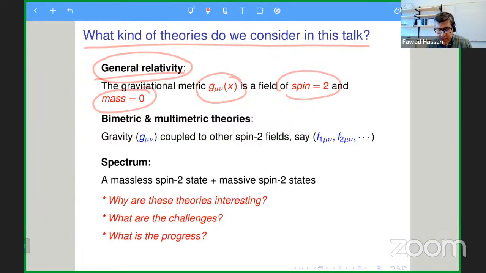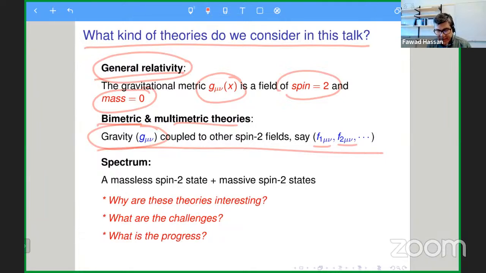Now, we consider extensions of general relativity, which are called bimetric and multimetric theories. These are basically theories of gravity described by a metric g mu nu, coupled or interacting with a number of other spin 2 fields, which we can call f1 mu nu, f2 mu nu, etc. So instead of one spin 2 field, we have 2 or more spin 2 fields, and we would like to consider these kinds of theories.